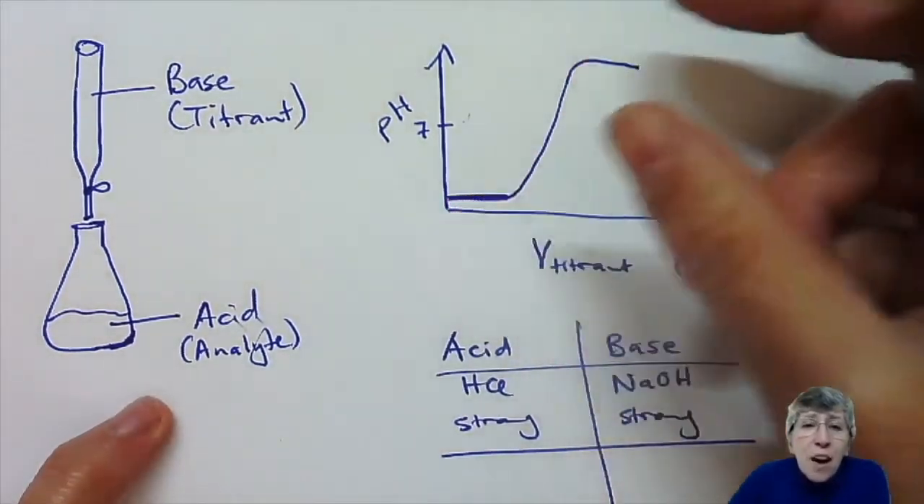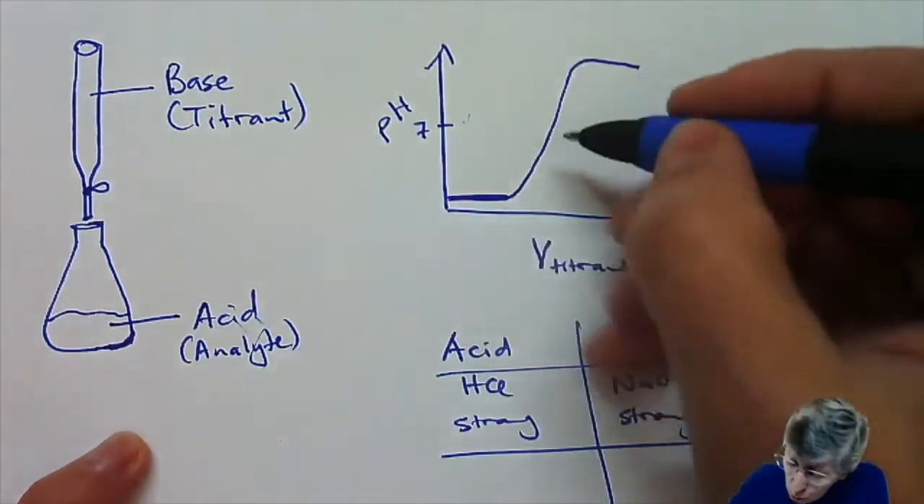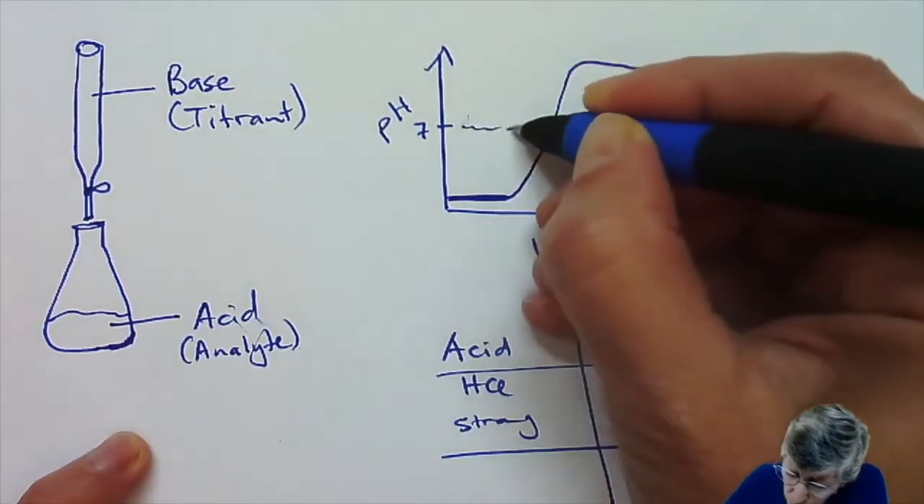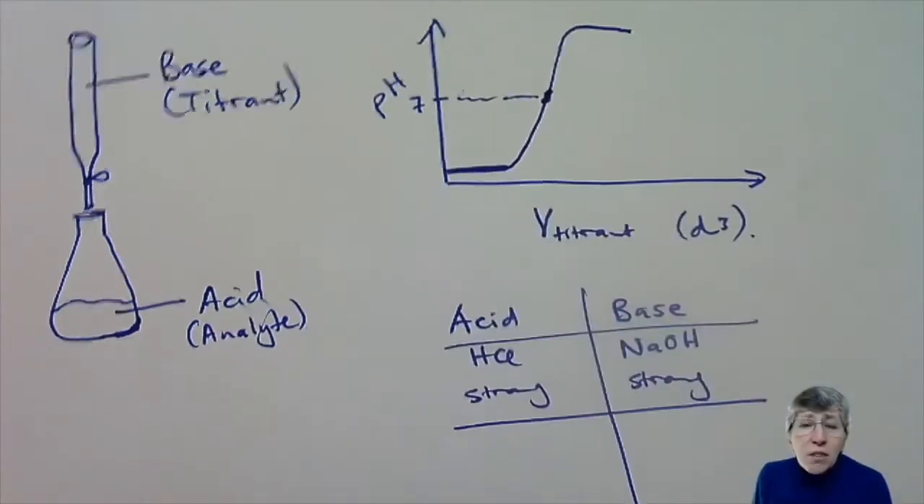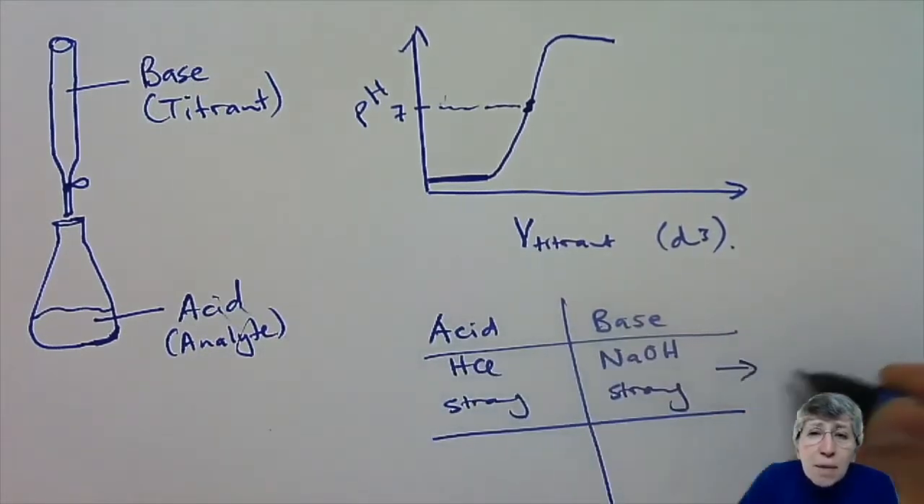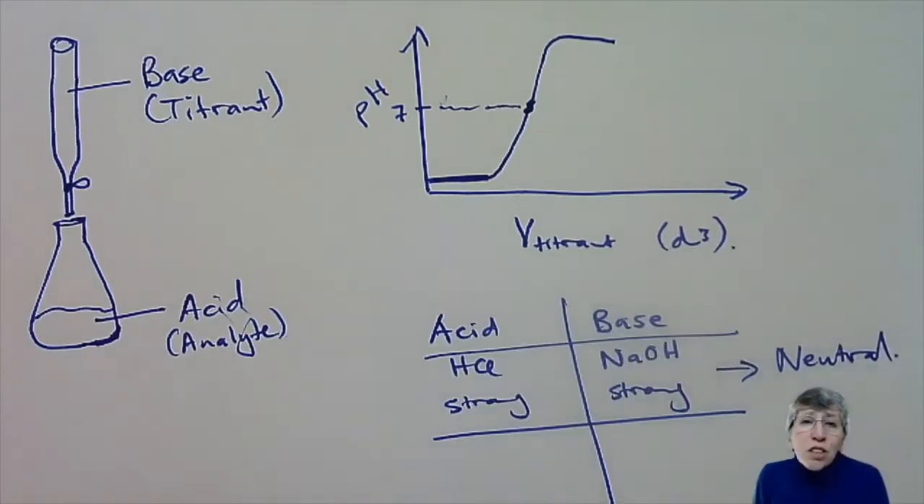And if I have them in the right ratio, where they are in the right ratio of 1 to 1, they will be more or less halfway, and that will tell me pH 7, right? So if I've got a strong acid and a strong base, that means I will end up with a neutral solution. So the pH will be more or less 7.